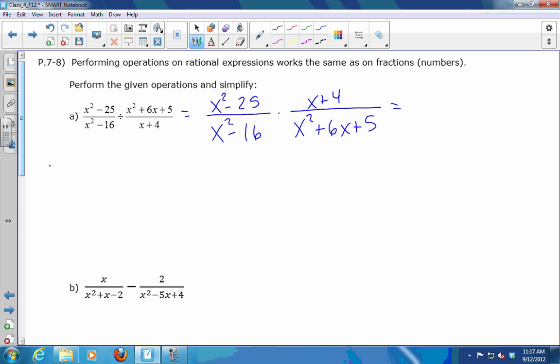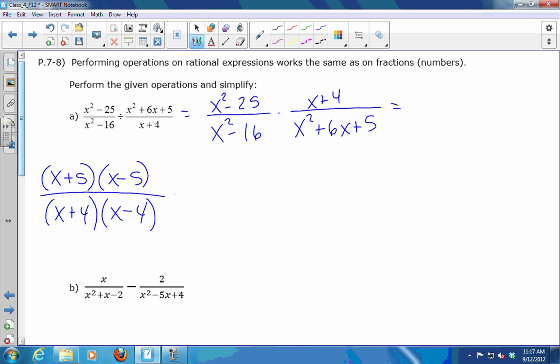So x squared minus 25 factors to x plus 5, x minus 5. x squared minus 16 factors to x plus 4, x minus 4. Then I have an x plus 4 on top over here. And x squared plus 6x plus 5 is going to factor to x plus 5, x plus 1. And I have lots of common factors, right? So I can cancel. I have an x plus 4 in the top and in the bottom, so they cancel. I have an x plus 5, one on top, one on bottom, so they cancel.